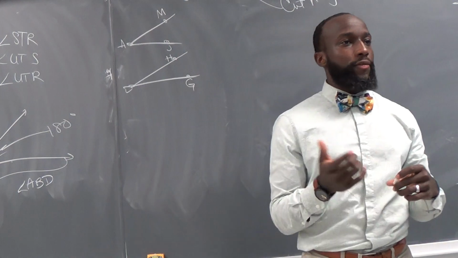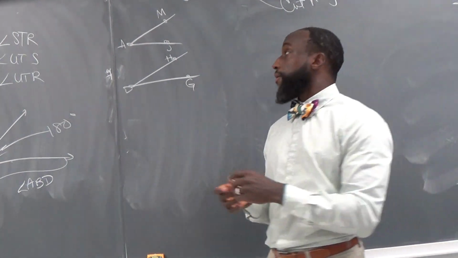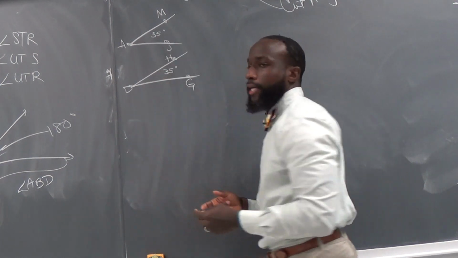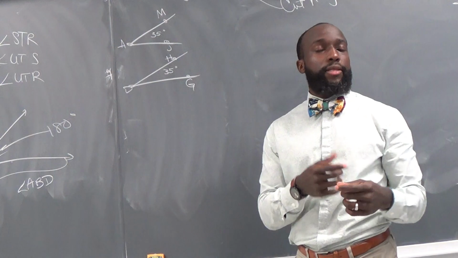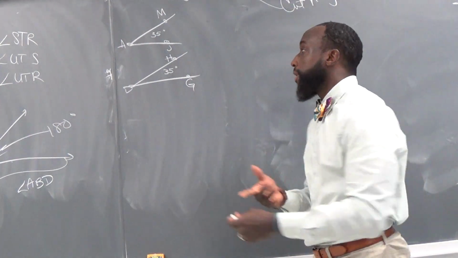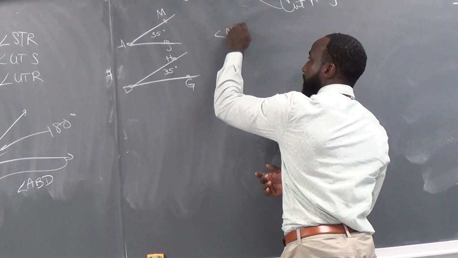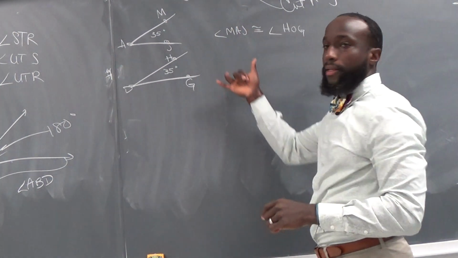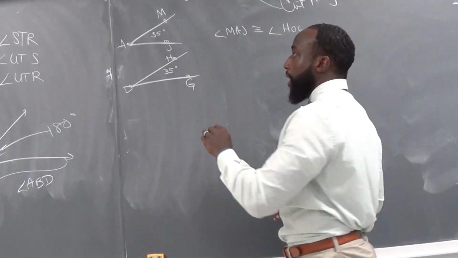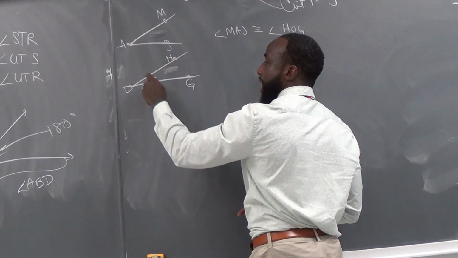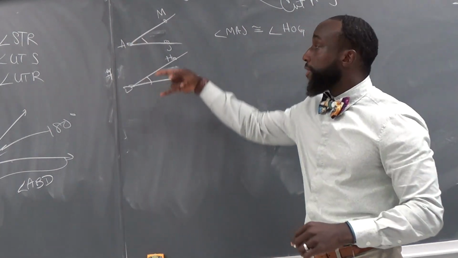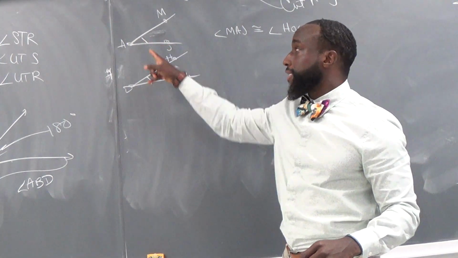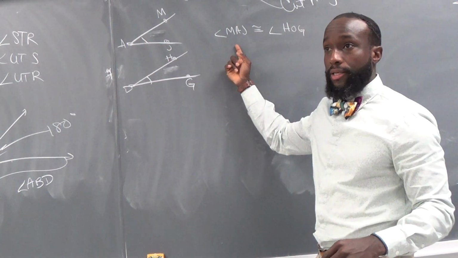There's two ways to know the measure of an angle, or to know a relationship of an angle. If I said this angle is 35 degrees and this angle is 35 degrees, then you would say angle MAJ is congruent to angle HOG. That means they're congruent. Another way to represent this is if they had these marks here. Whenever marks match, that means congruency. So these notches match, which means that these are congruent to each other.